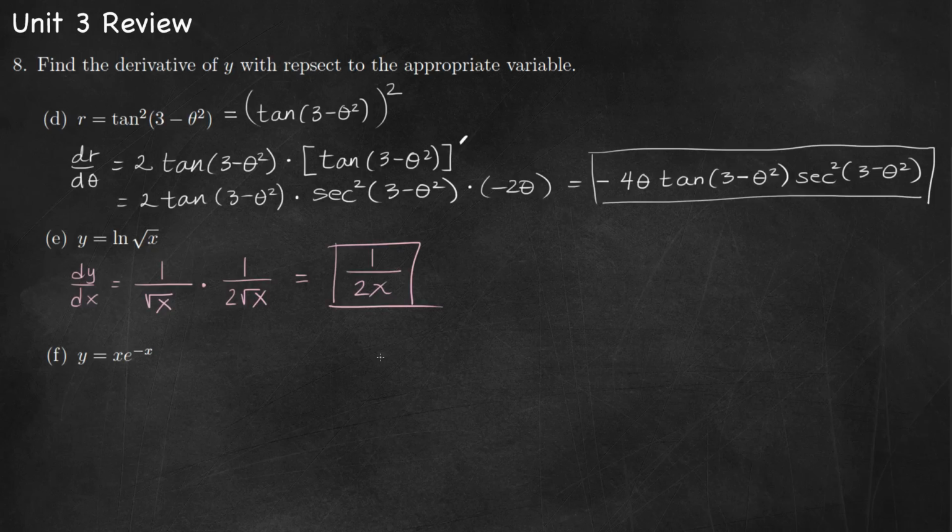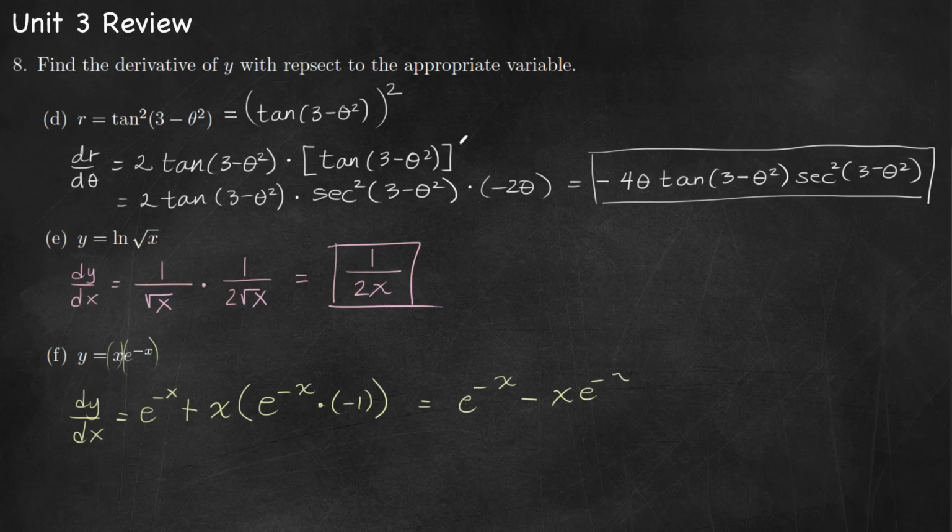Part F, y equals x times e to the negative x. So we have a product here. We're going to use product rule. Our variables are y and x, so this will be dy dx equals derivative of the first is 1 times the second plus the first times the derivative of the second, the derivative of e to the negative x. This is e to the stuff. Derivative of e to the stuff is e to the stuff times the derivative of the stuff. So we have e to the negative x, and then the negative 1 is going to make this minus x e to the negative x.